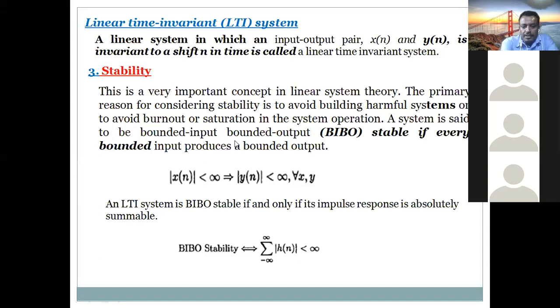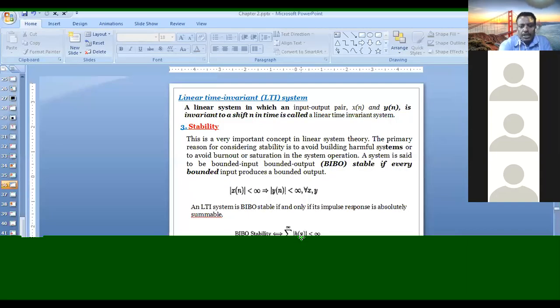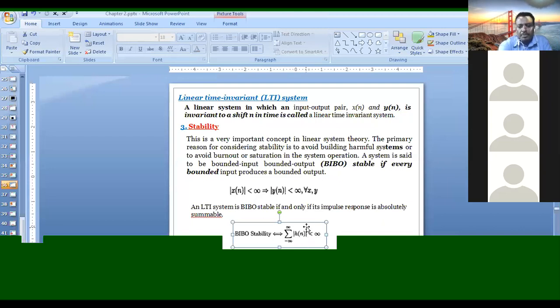Okay, so stability, we call it BIBO stability, bounded input, bounded output. So if you put it in words, how to define a stable system: if the input is bounded, the output must also be bounded. Bounded means the signal does not continue infinitely. It has a limit. At some point, it reaches the maximum. It does not increase indefinitely, right? So it's called bounded.